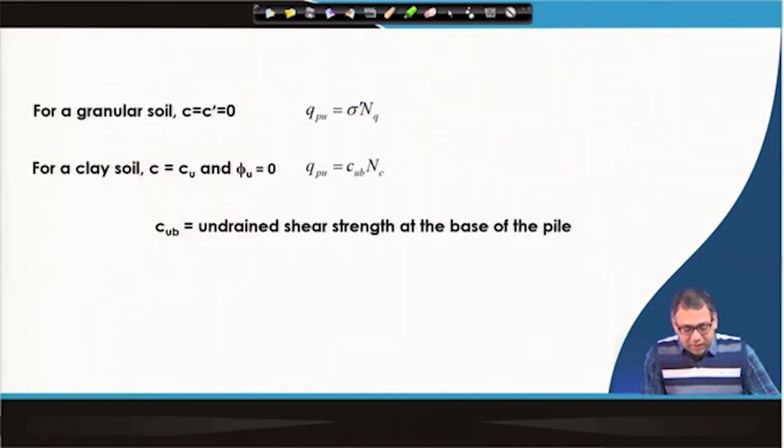Now, for granular soil, the tip resistance is simply sigma dash into N_q; even the first term is neglected because c is 0. For clayey soil, the tip resistance is equal to c N_c; the second term is also neglected. So for clayey soil, tip resistance is simply c N_c, and for granular soil, tip resistance is sigma dash into N_q. And remember that c_ub is the undrained cohesion at the base of the pile.